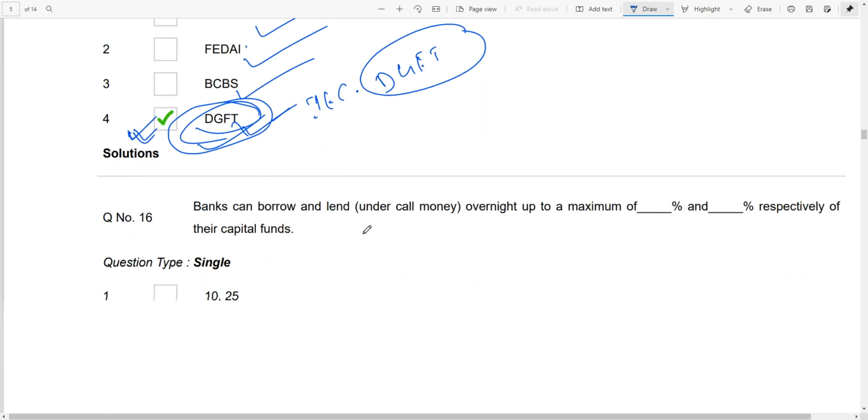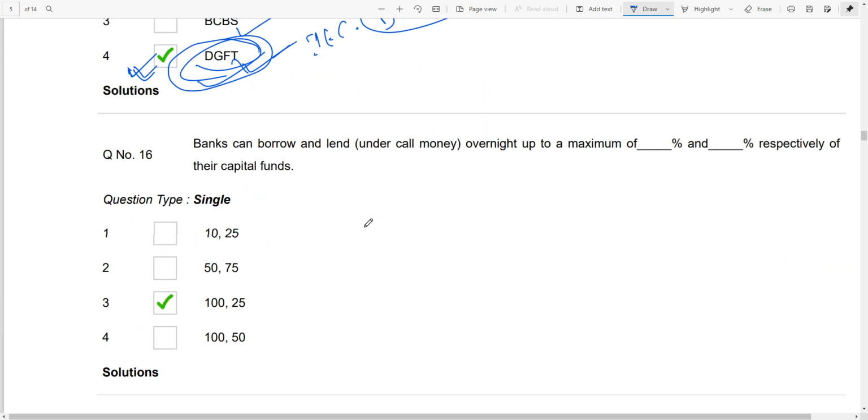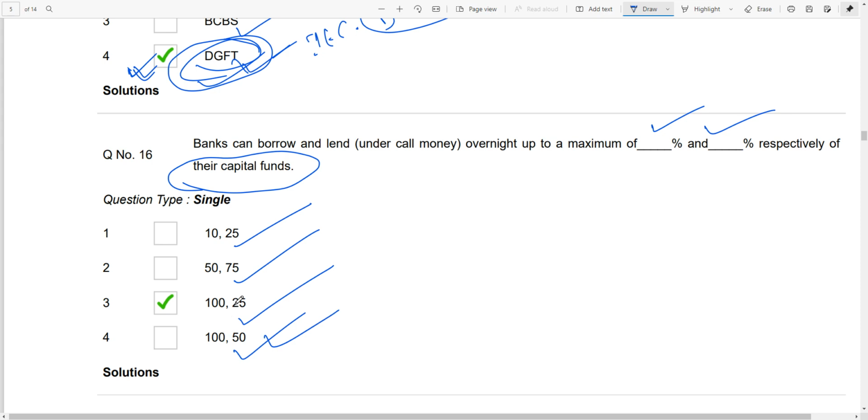Fine. Question number 16. Banks can borrow and lend under call money overnight up to a maximum of dash percent and dash percent respectively of their capital funds. 10% and 25%, 50% and 75%, 100% and 25%, 100% and 50%. So the correct answer is 3, 100% and 25%.